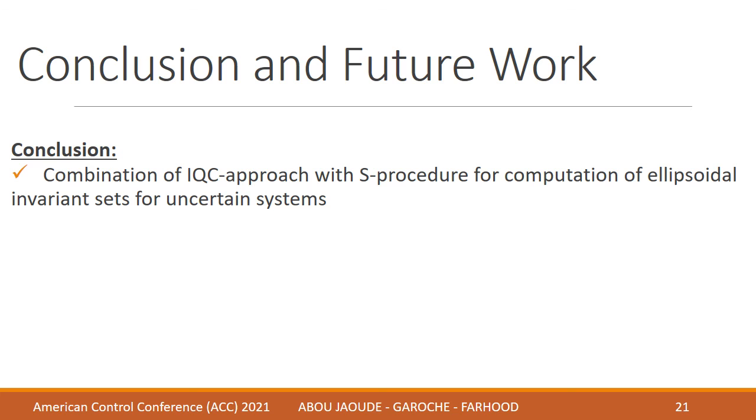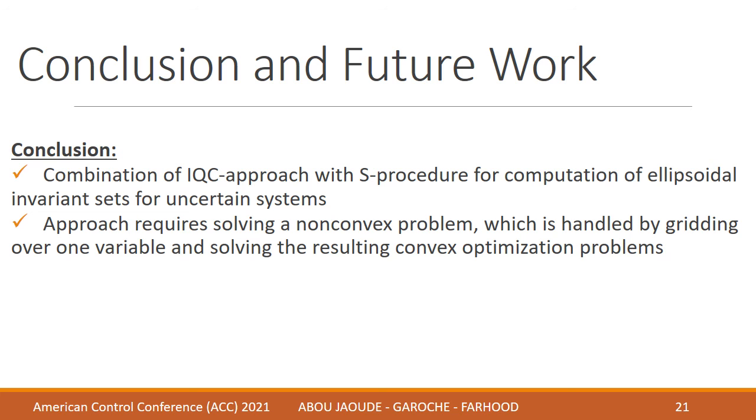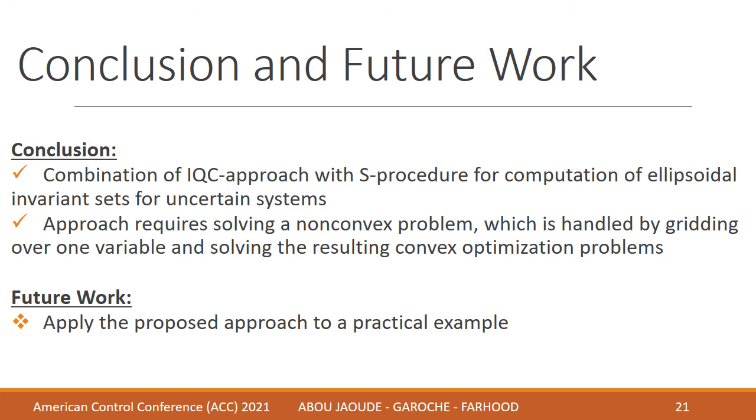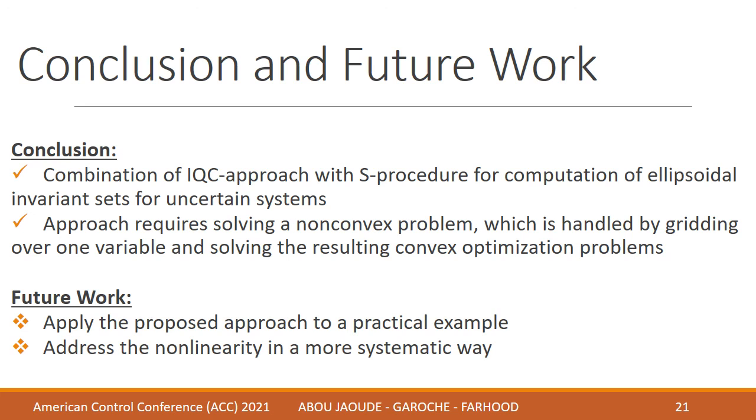In conclusion, we have derived results that combine IQC tools with the S procedure to compute ellipsoidal invariant sets for uncertain systems. The proposed approach requires solving a non-convex problem, which is handled by solving a grid of convex optimization problems. Future work includes applying the proposed approach to a practical example and addressing the nonlinearity in a more systematic way.